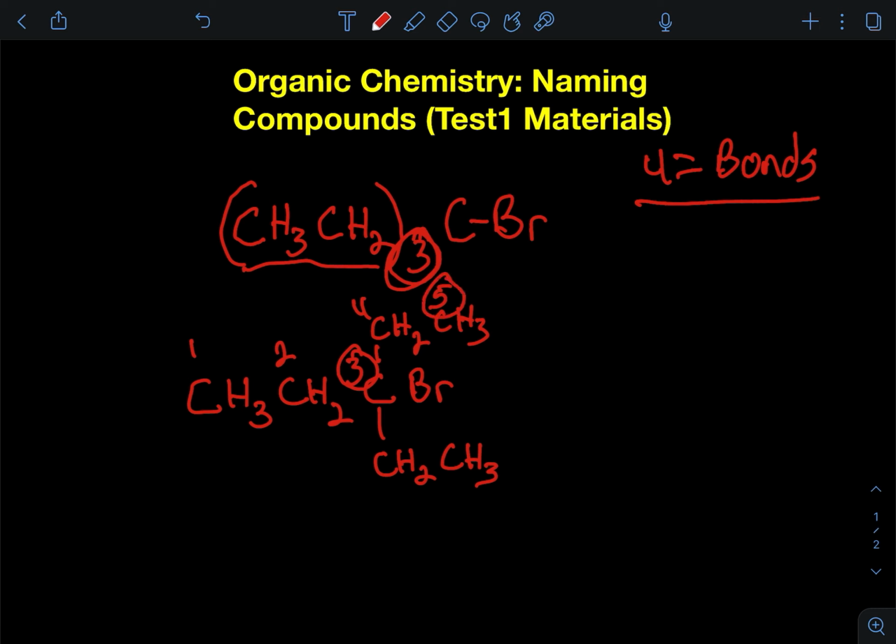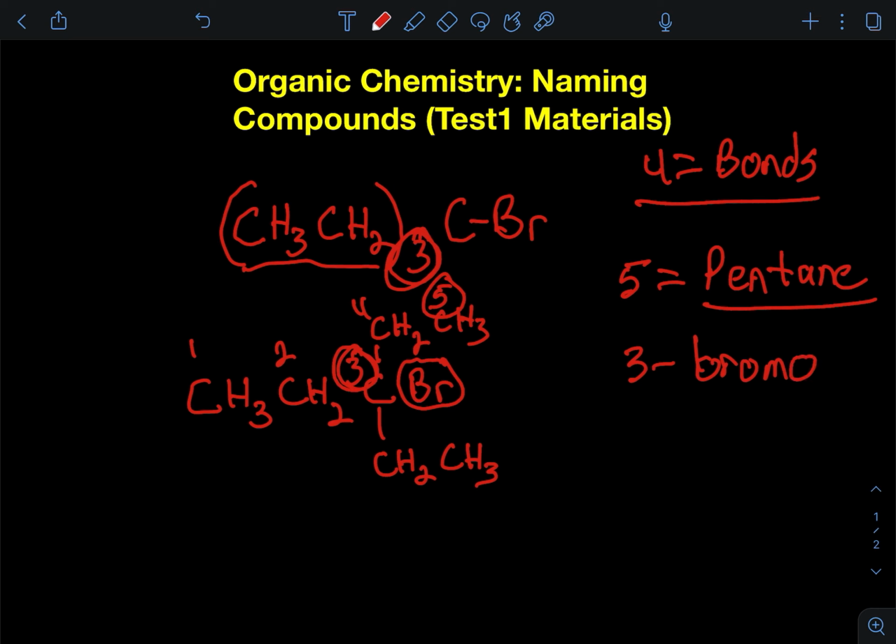So we have 5 carbons. 5 equals pent. There are no double bonds here. There are all single bonds. So this is a pentane. Right? And we do have a bromo group on the 3rd carbon. So we're going to have 3 bromo.